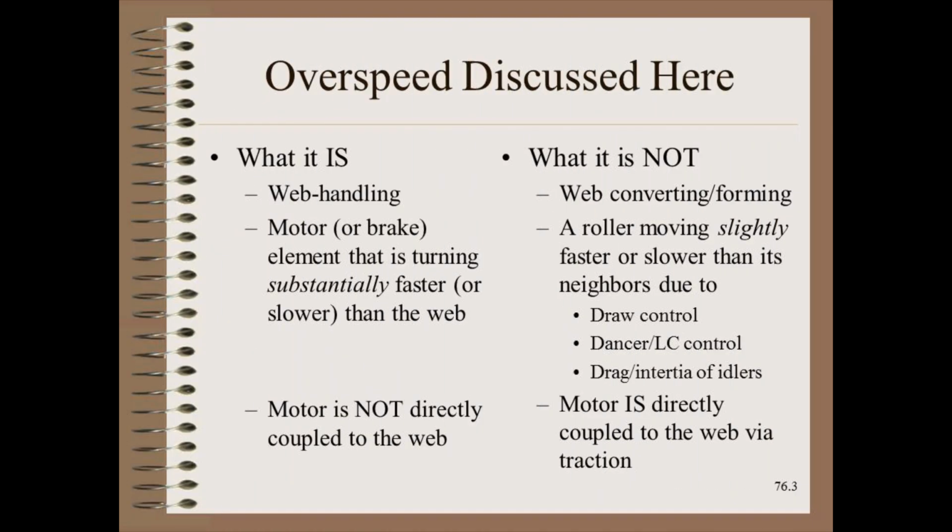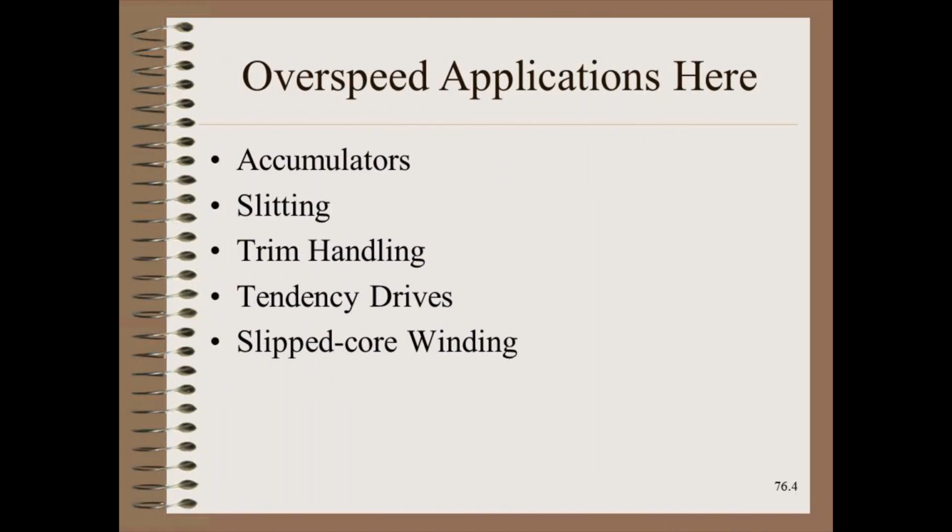In this presentation, however, we will focus on a subset of overspeed applications that are used in web handling rather than web converting or web forming. Here, the motor or brake is turning substantially different than web speed. Here, the motor is not directly coupled to the web. The web handling applications we will discuss here include accumulators, slitting, trim handling, tendency drives, and slip core winding.